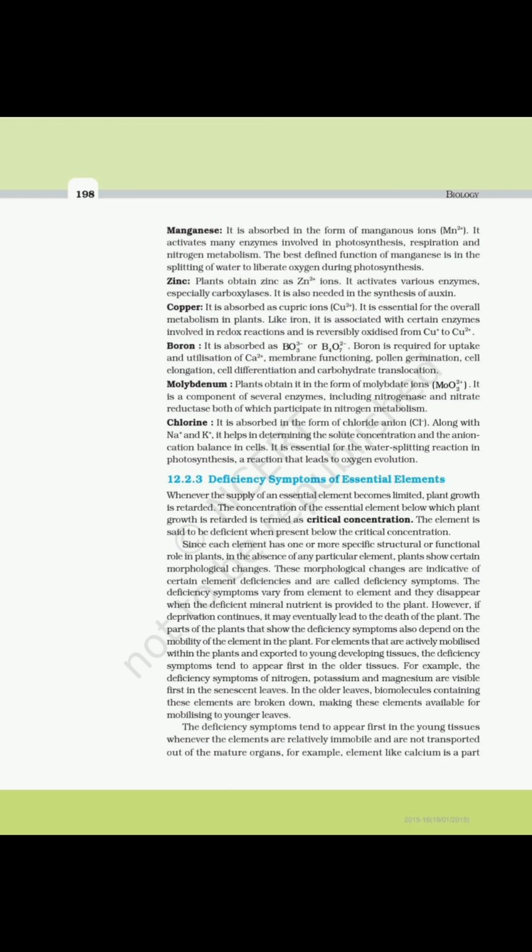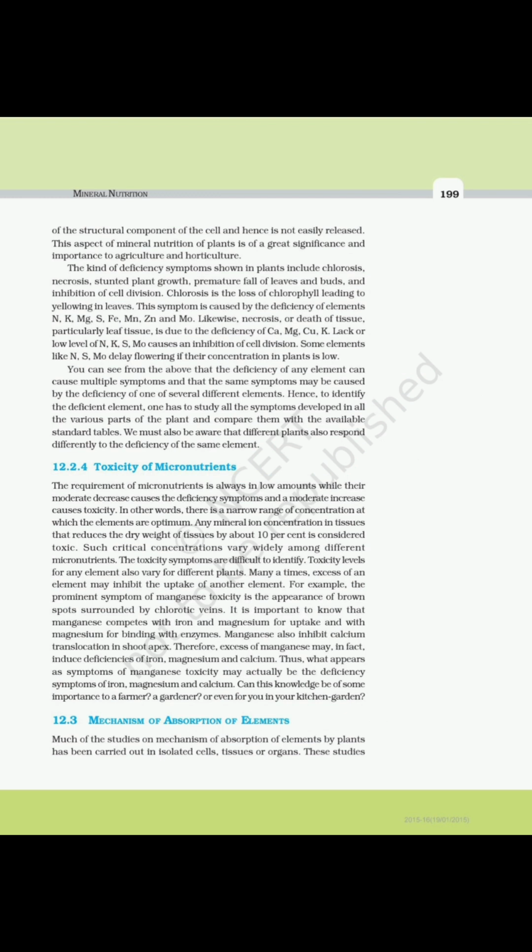The deficiency symptoms tend to appear first in the young tissues whenever the elements are relatively immobile and are not transported out of the mature organs. For example, elements like sulfur and calcium are a structural component of the cell and hence are not easily released. This aspect of mineral nutrition of plants is of great significance and importance to agriculture and horticulture.